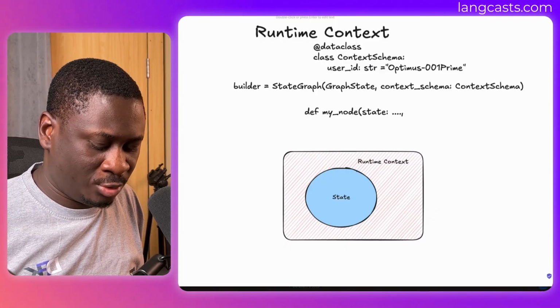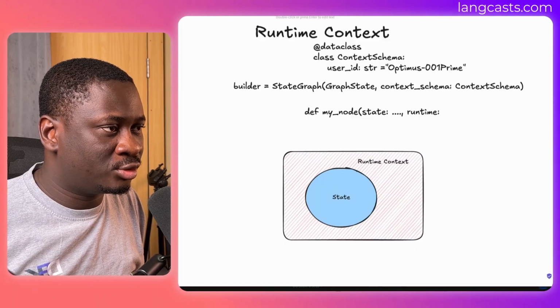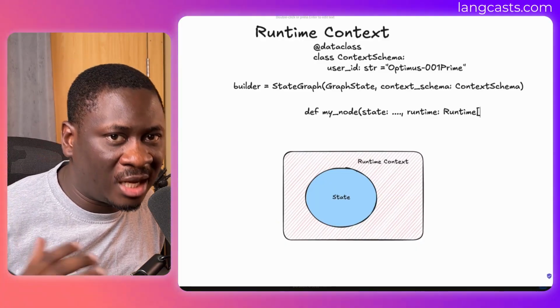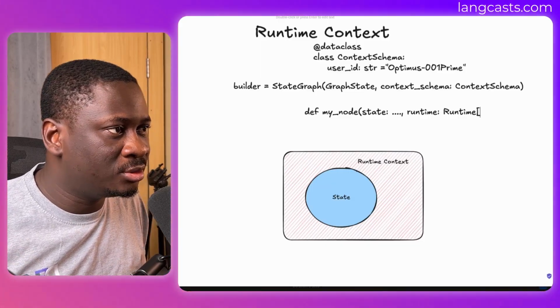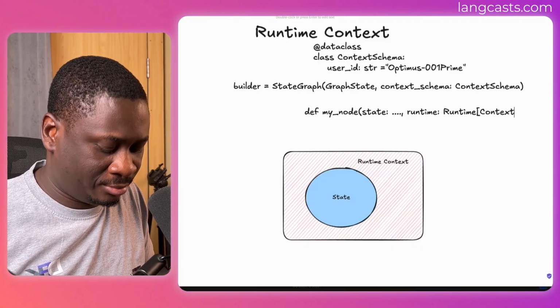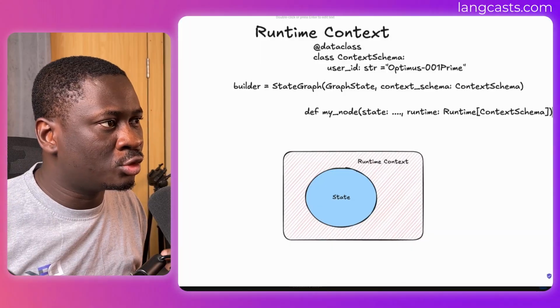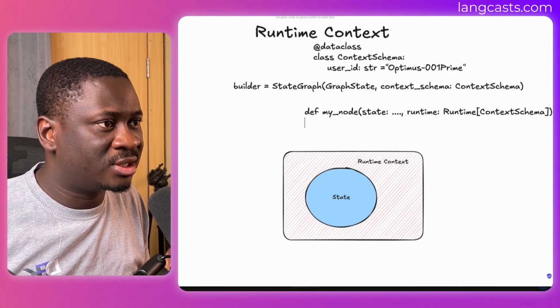And the next is going to be runtime. This is going to be of type Runtime, which you will get from langgraph.runtime. We're going to be seeing it in the demo that we'll do after this whiteboard session. But you need to annotate this runtime with your context schema. So with that, you have your runtime available inside your node.